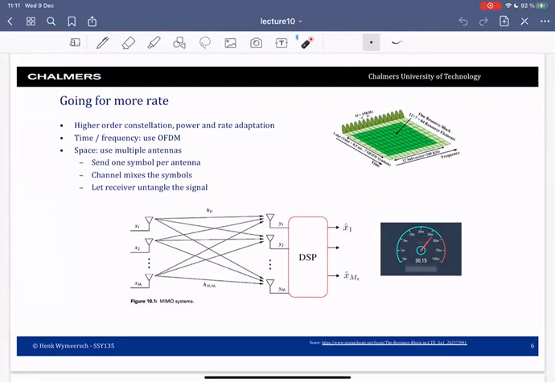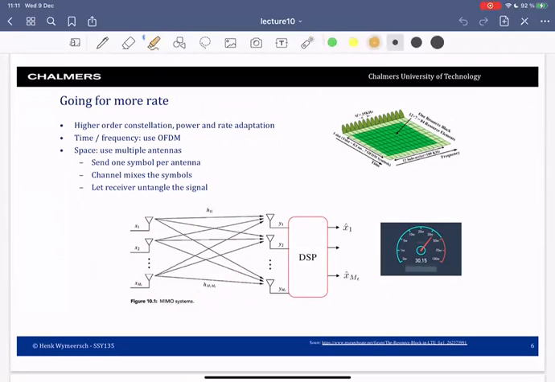The basic MIMO scheme is shown in this picture on the bottom here, where you have a transmitter with many antennas. This is what these triangles represent. And then a receiver with many antennas. And then we send one complex number per transmit antenna.